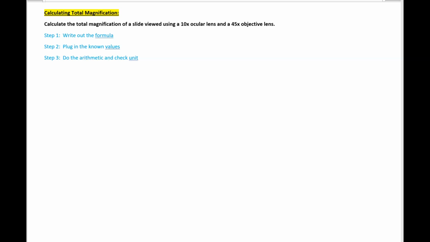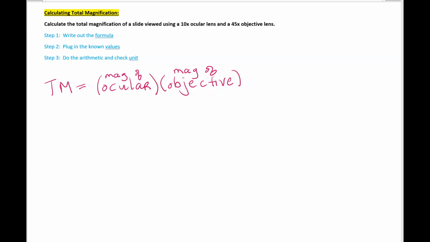And in general, you're going to use the same 3 steps. Step 1, write out the formula. So you'll need to know that the formula for total magnification is the magnification of the ocular lens times the magnification of the objective lens. So where do you find that information? You'll find it on the microscope, or in this case, it's right in the question. So we know that 10x is for the ocular, and we know that 45x is for the objective.